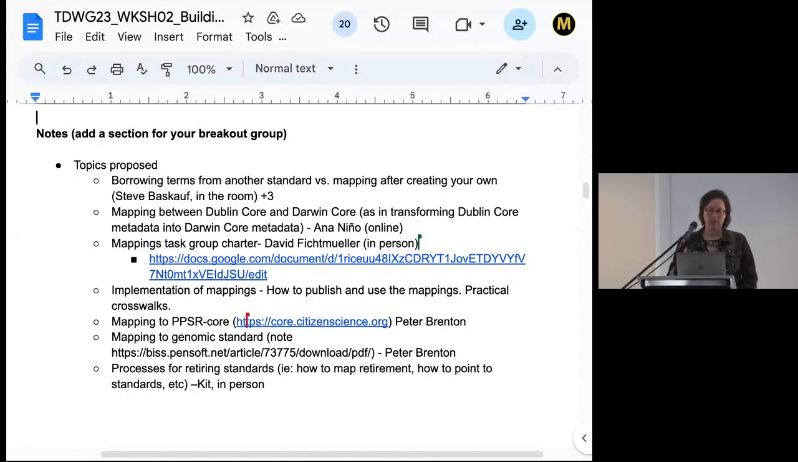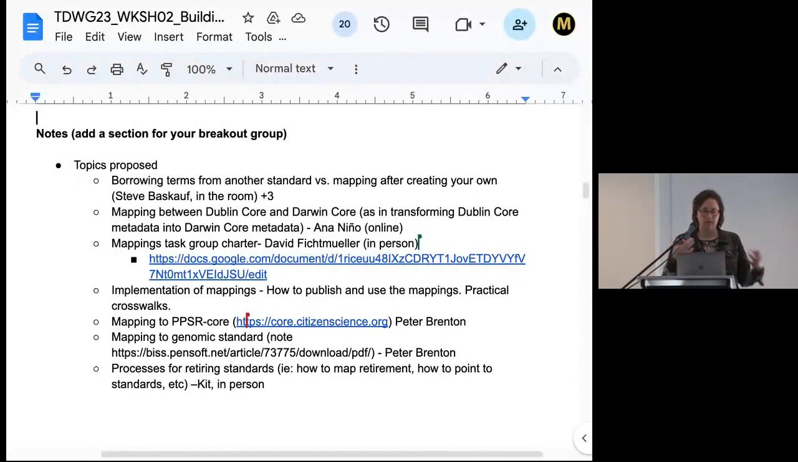So how could we make these mappings available? Is it through GitHub? Could we have some example template? How to do that? They could be versioned and you could refer back to them.